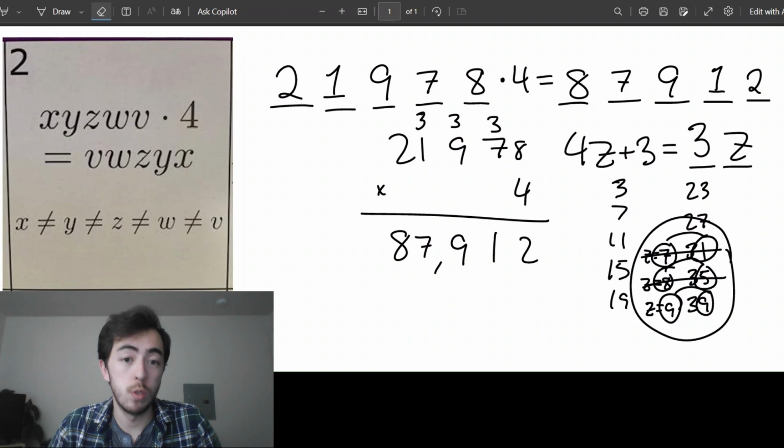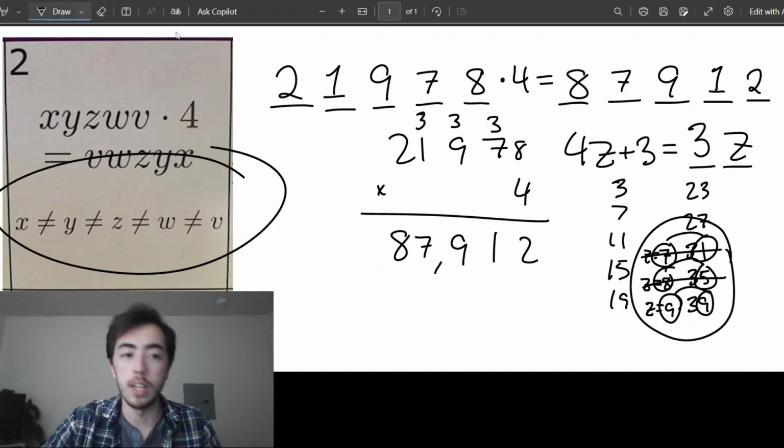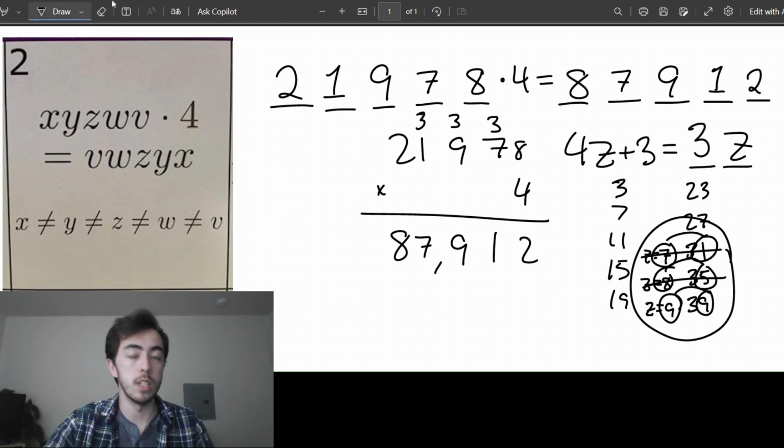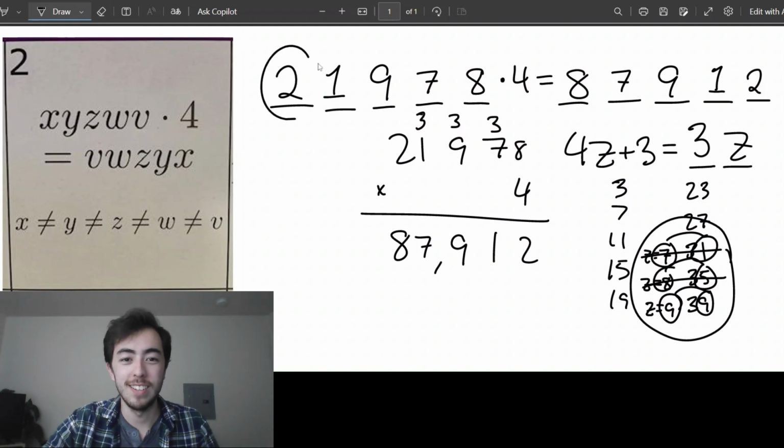Our number is 21,978, or on the other side, it's 87,912. All of our numbers are distinct from each other, so I guess the strong claim here is true, where all of our digits are completely different, and ultimately, x is equal to 2.